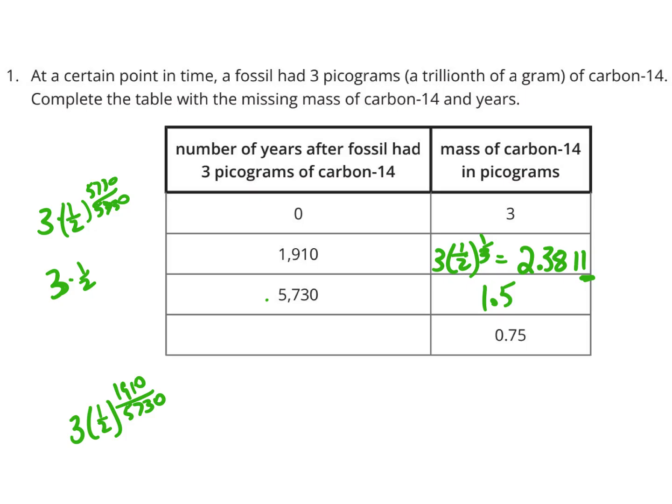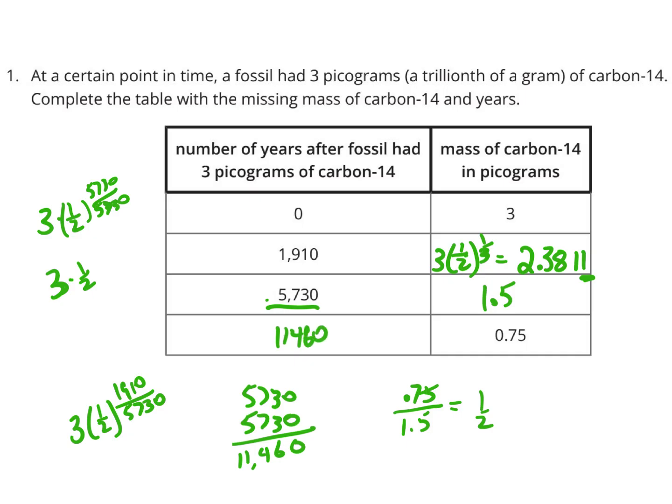And now for this one, we're given 0.75. So how do I figure this one out? Well, what's the relationship from 1.5 to 0.75? If I take 0.75 and divide it by 1.5, that gives me 1/2. So that means another half-life has gone by. I know a half-life is 5,730 years, so I'm going to add 5730 and 5730, and that gives me 11,460. So that's how many years it takes to get 2 half-lives done.